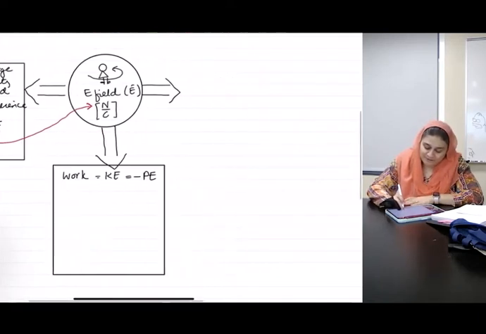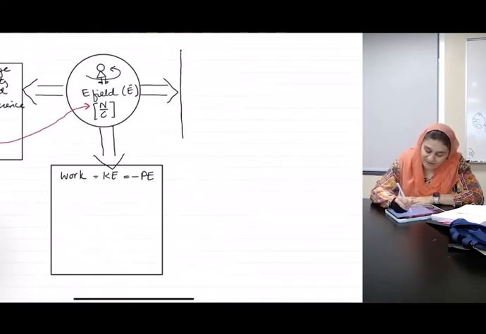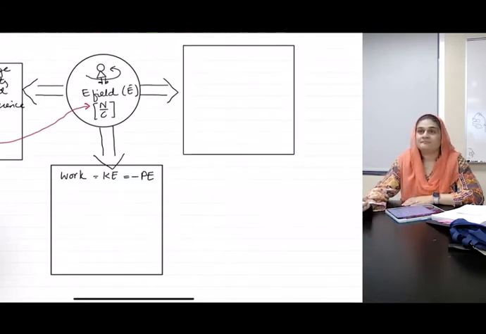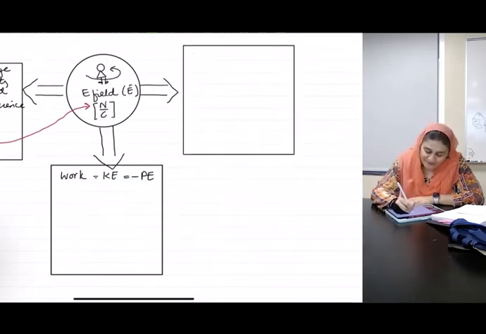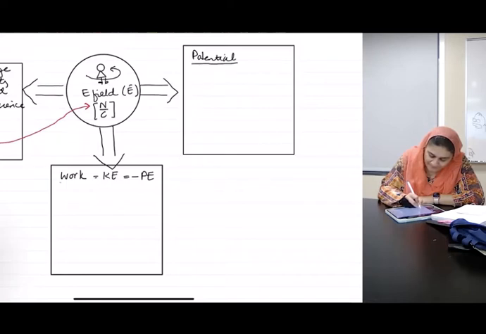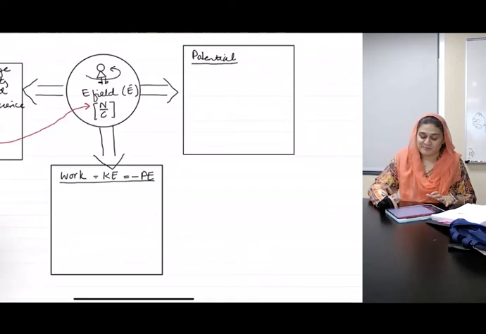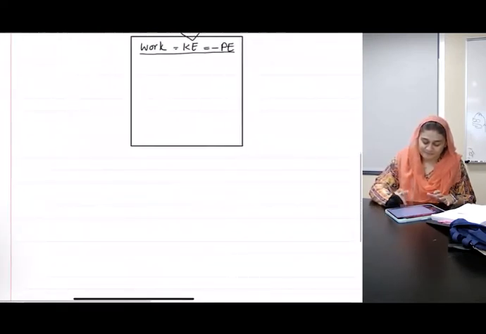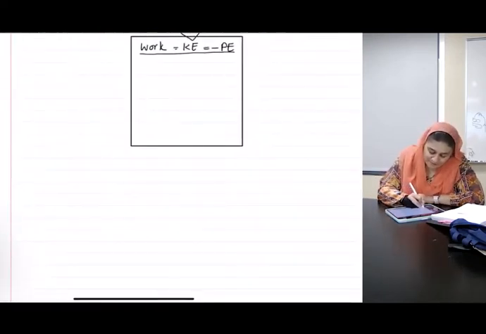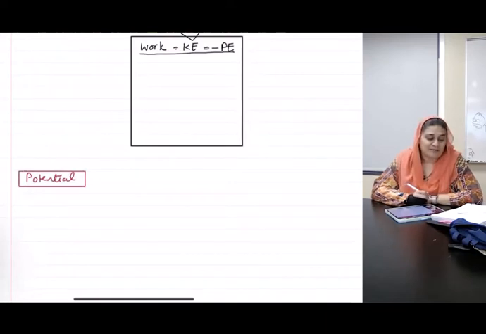And I also want you to make another box here. And I want you to label it potential. So let me define these words and then I'll come fill these boxes again. Okay. I want you to define first potential. What is potential?